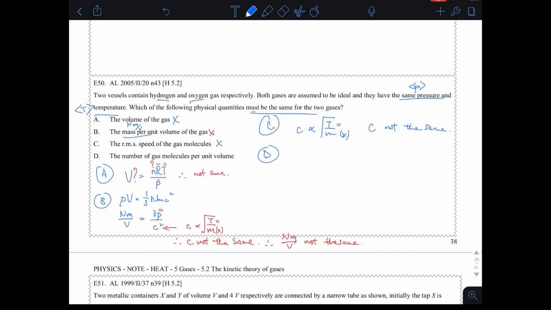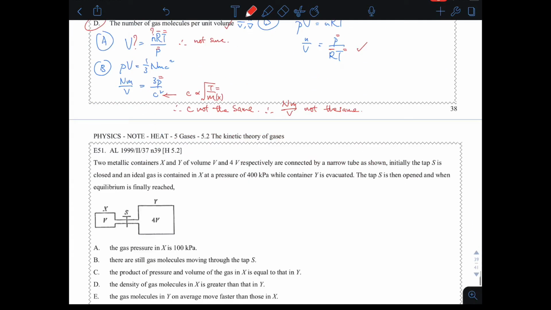And lastly, number of gas molecules per unit volume. That means we want to have N over V or n over V. They are the same because this is just having the Avogadro constant in between. So we want small n over V. Then we think of another equation again, which is PV equals nRT. And then n over V is what we want, which is P over RT. Next, P is the same, T is the same, R is constant, so they share the same n over V. That means this is the answer. D is the answer.